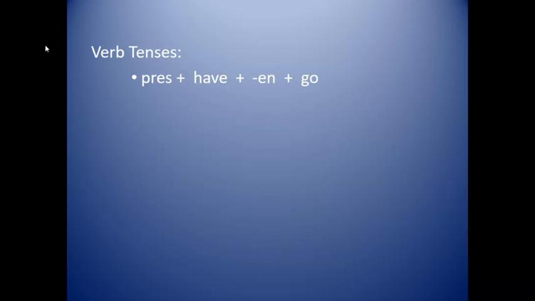Next, the present of have plus en plus go should give us either has or have gone. So I used the words have gone, but you could have written has gone, and that would be correct. We call this the present perfect. Something that's perfect is not about perfection, but it's about a period of time. And we'll talk about that here at the very end of these slides. So it's present because of the word have, and it's perfect because of the word have.